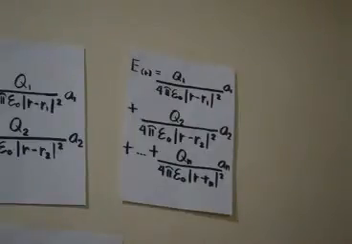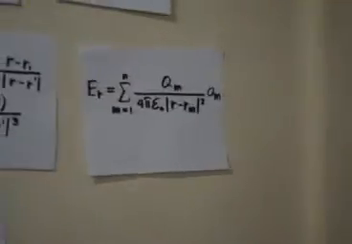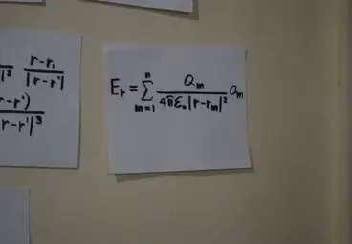This expression takes up less space when we use a summation sign and a summing integer m which takes on all integral values between 1 and n. E of R equals the summation of Q sub m over 4 pi times the permittivity constant times the absolute value of R minus R sub m squared times a sub m. When expanded, it is identical with the previous equation, and students unfamiliar with summation signs should check the result.